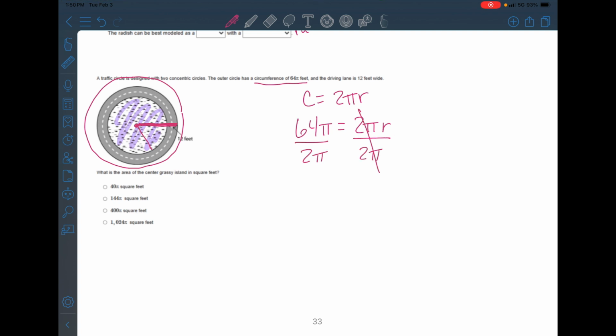So that cancels this part. And so in your calculator, the pi's will cancel out. Do 64 divided by 2, and you get your r. And then you are going to subtract this 12 from this. So whatever this is, minus 12, gives you the radius of the smaller circle.